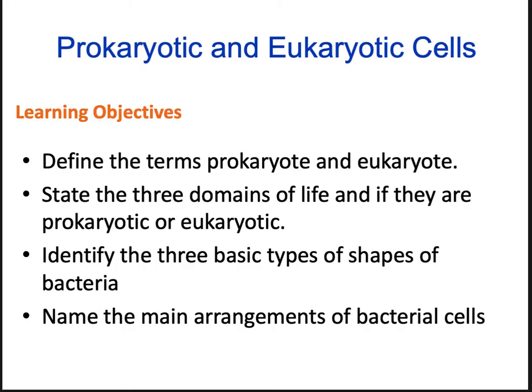So in this first section, you want to be able to tell me, what is a prokaryote? What is a eukaryote? What are the three domains of life? And which ones are prokaryotic? Which ones are eukaryotic? Of the eukaryotes, you need to be able to also tell me about some of the kingdoms. You'll also learn about the basic types of shapes and arrangements of bacteria. And so you'll need to be able to look at an image and tell me what kind of shape and what kind of arrangement it is.